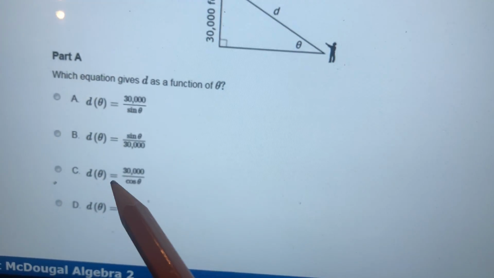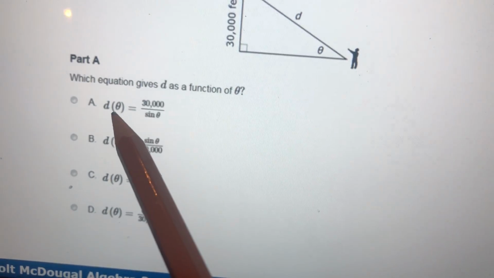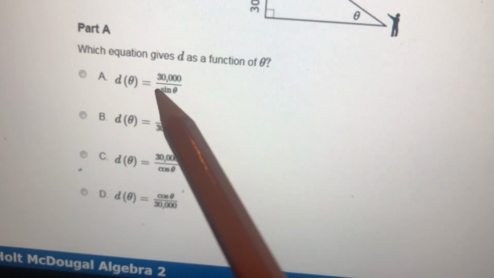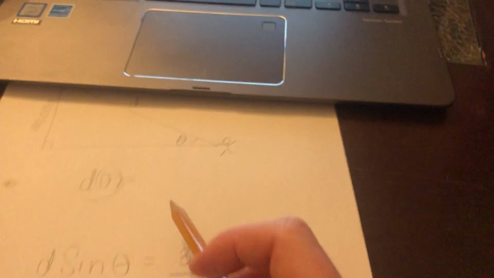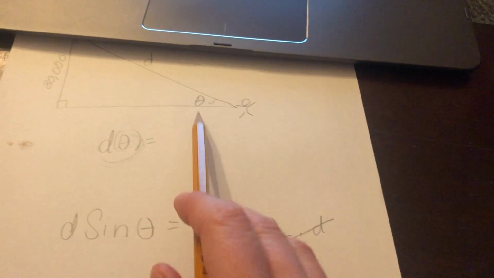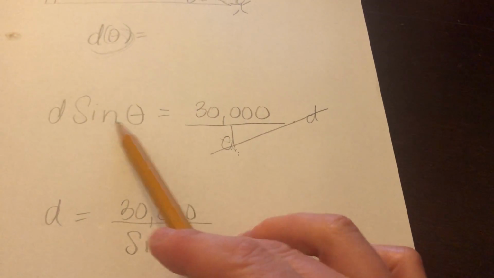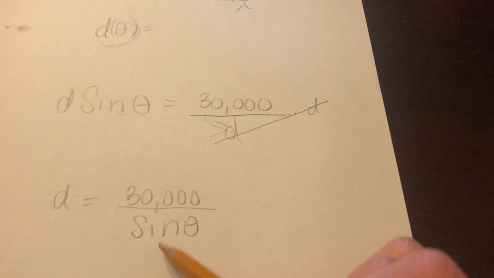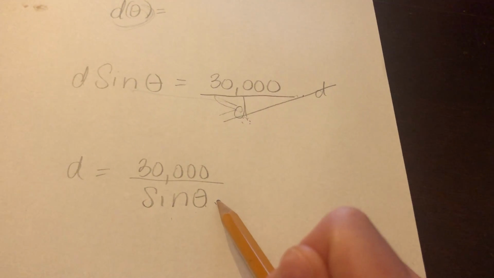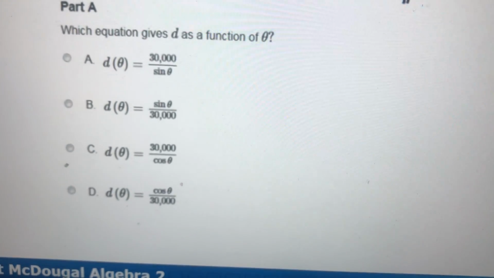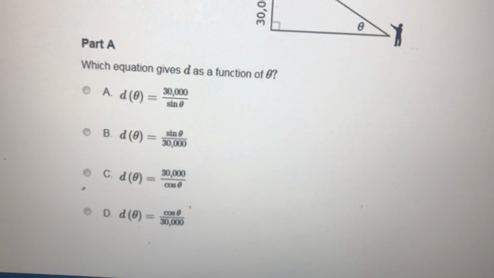Even if you weren't sure, just by looking at these choices here, it's telling you that you're going to solve for D using a trig function, either sine or cosine. Let me say that again. I use sine. I have the sine of theta equals 30,000 over D. And then to solve for D, remember the shortcut that this always winds up coming down in the denominator. So D of theta is equivalent to this, and that's why A is your answer: 30,000 over sine theta. Let me know if you have any questions about that.